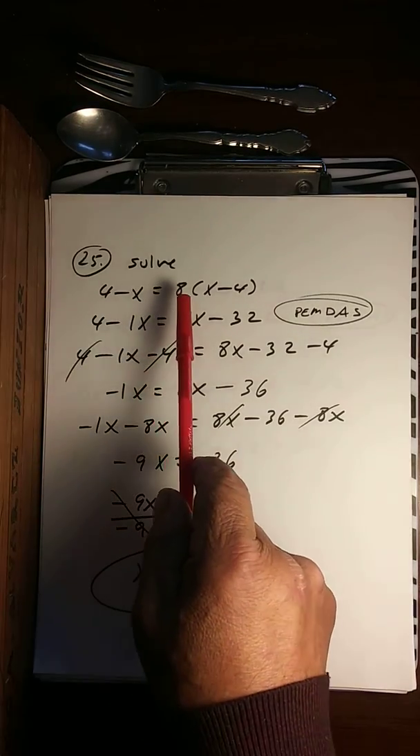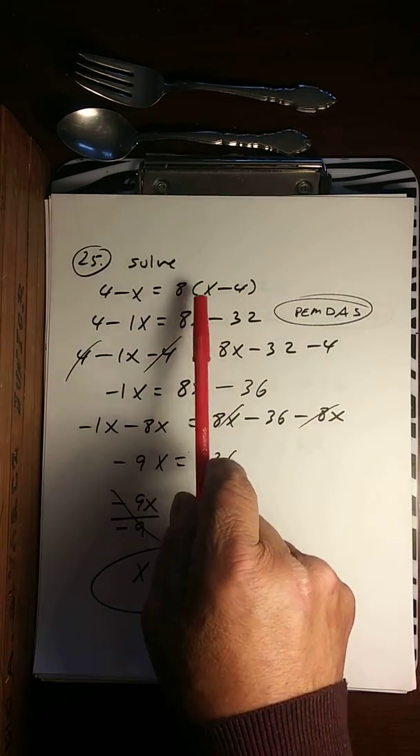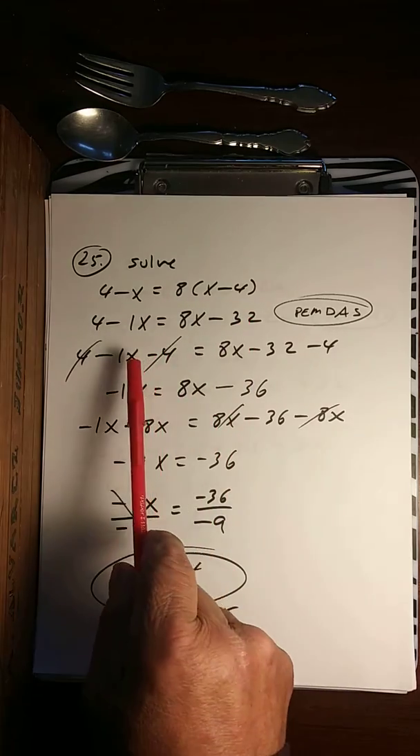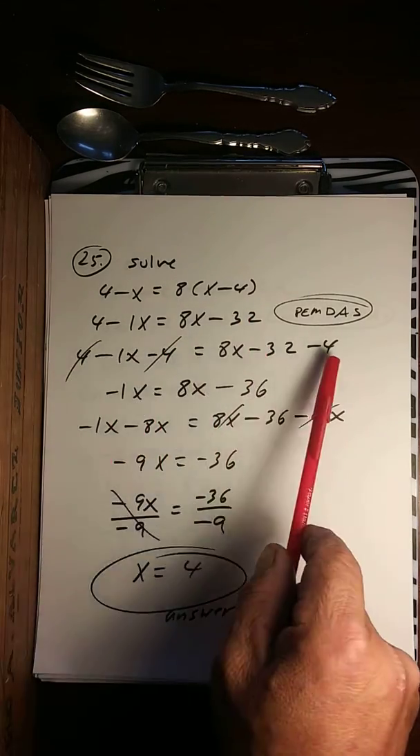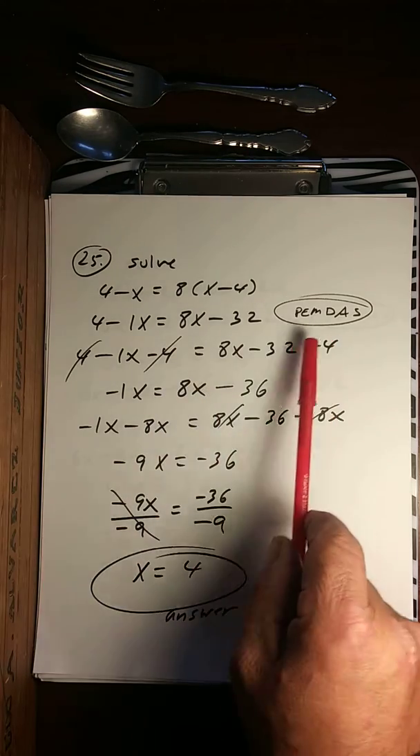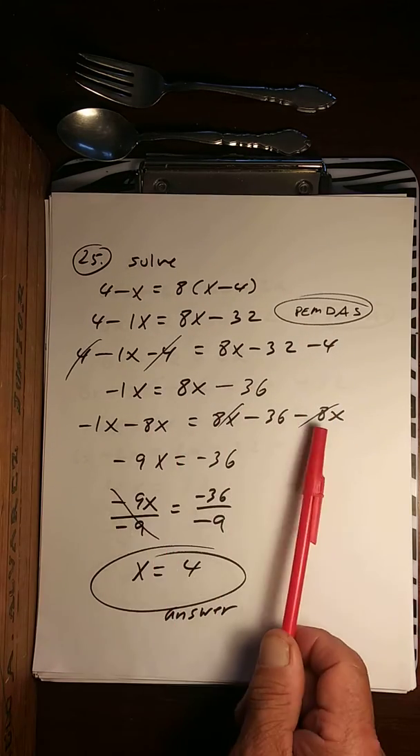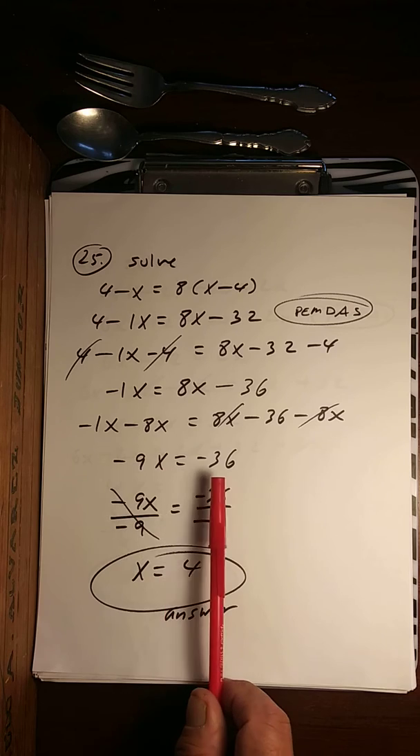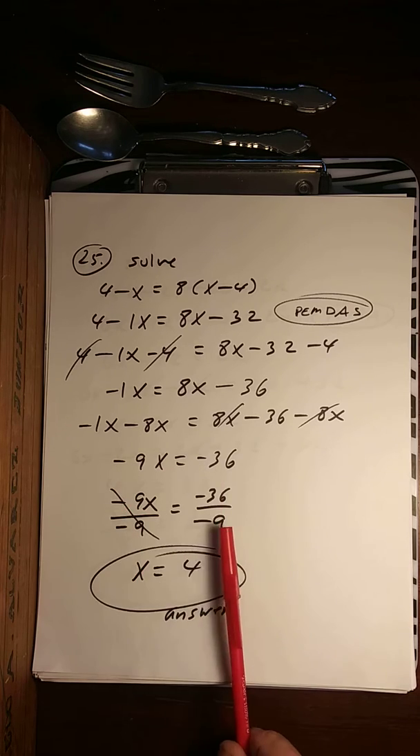This one. Let's multiply this. 8 times that is 8x. 8 times that is 32. So now we're going to go negative 4 to both sides. So we're going to have negative 1x equals 8x minus 36 from these two. So now minus 8x, minus 8x. So negative 9x equals negative 36. Divide by negative 9, divide by negative 9. So x is, a negative by a negative is a positive 4.